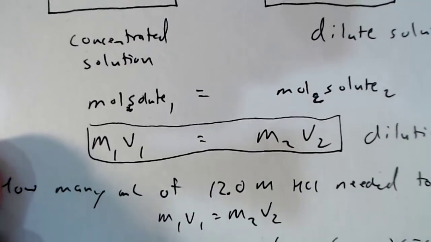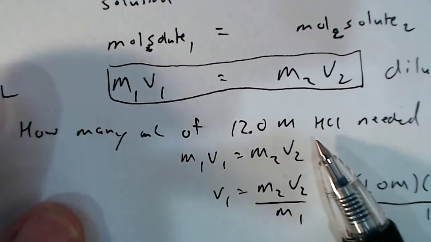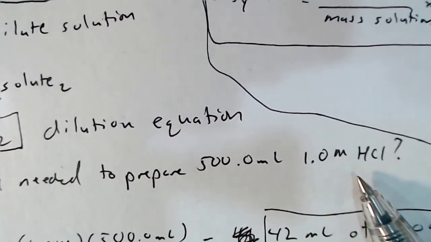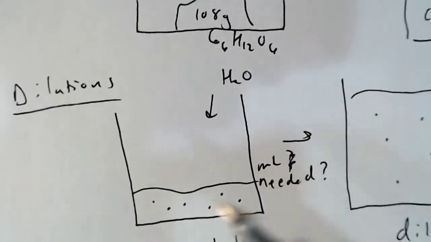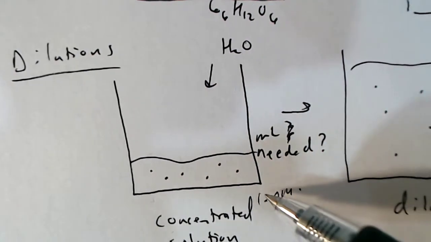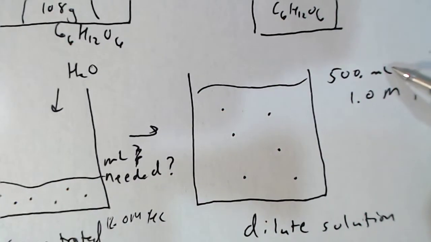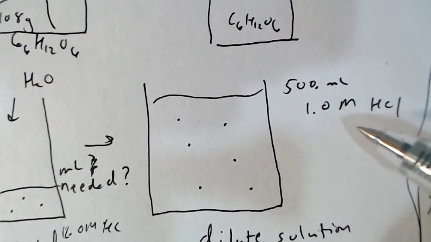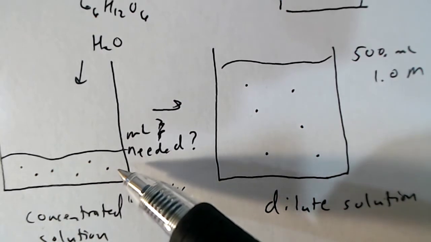So in our question, we've got: how many milliliters of 12 molar hydrochloric acid are needed to prepare 500 milliliters of 1.0 molar hydrochloric acid solution? All right, so you're starting with some 12.0 molar hydrochloric acid, and you want to make a much higher volume of 1.0 molar hydrochloric acid, much less concentrated. So how much of this original hydrochloric acid solution do you need?